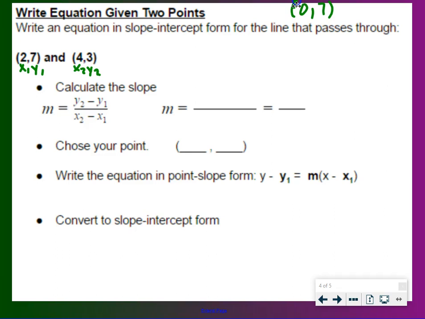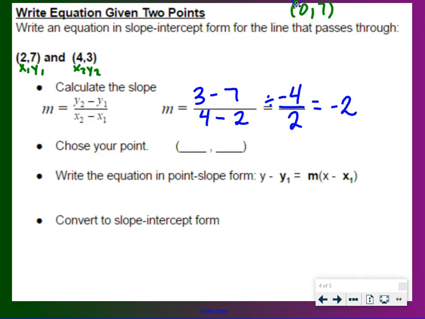We're still going to need to calculate our slope. So let's start off with calculating that slope. y2 minus y1 over x2 minus x1. So y2 is 3 minus y1 is 7. x2 is 4 minus x1 is 2. 3 minus 7 is negative 4. 4 minus 2 is 2. Remember, this fraction bar means divide. So we're doing negative 4 divided by 2, which is negative 2. That's our slope.